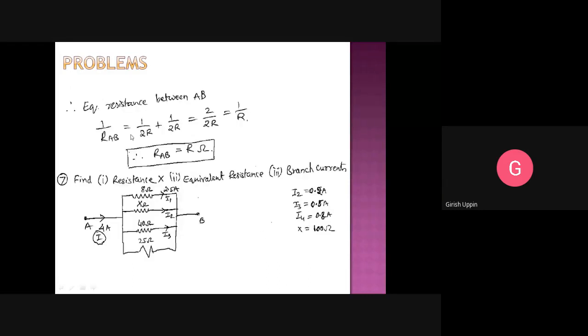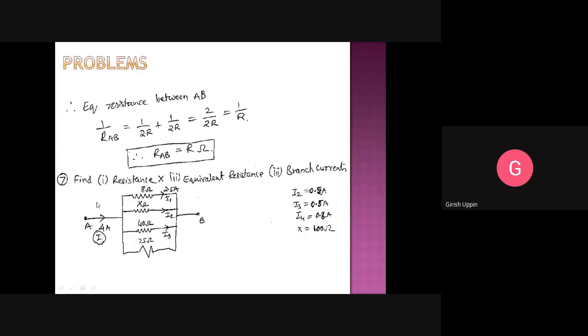This is how we are going to solve the equivalent resistance between A and B. 1 by Rab is equal to 1 by 2R plus 1 by 2R, is equal to 2 by 2R, is equal to 1 by R. Therefore, Rab is equal to R. Okay, I hope everybody understood that. You take down this next problem. This is from the question paper.